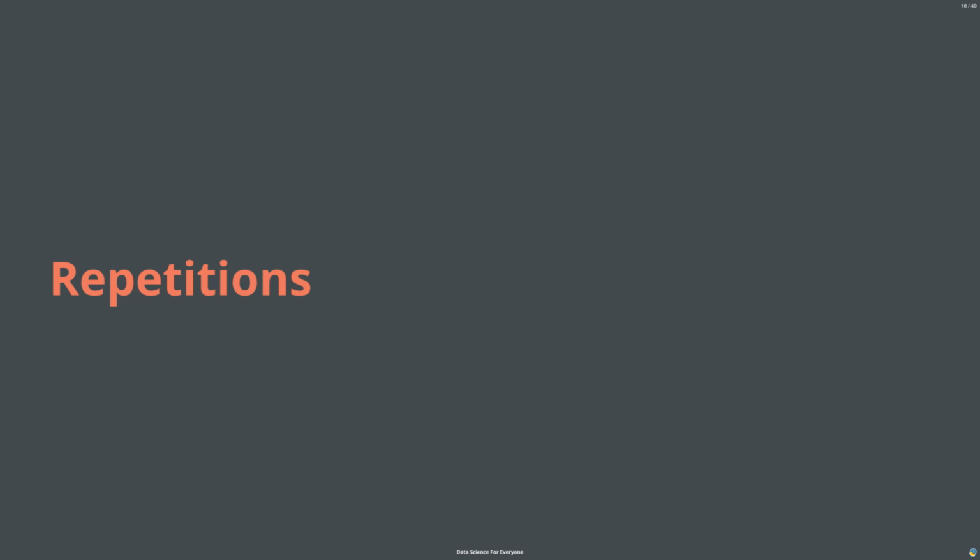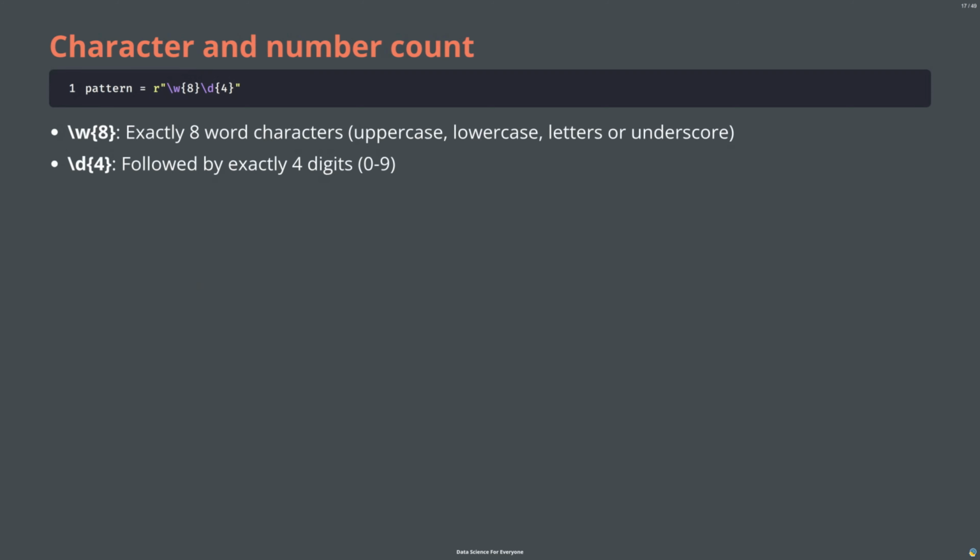Now that we have a strong foundation, let's learn how to detect repeated characters using regular expressions. Suppose we want to check if a string meets specific criteria. This pattern matches a string with the following criteria. The \w{8} matches exactly 8 word characters. It could be uppercase, lowercase, or an underscore. And \d{4} matches the previous regex followed by exactly 4 digits, which is from 0 to 9.